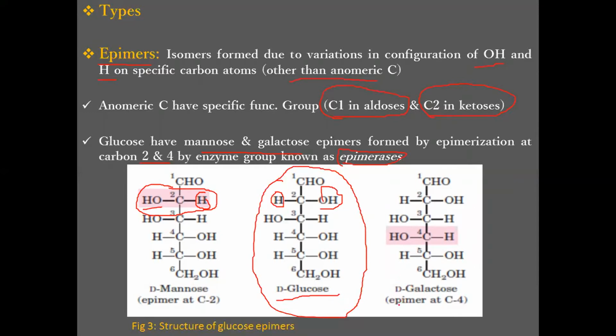Next is galactose. Galactose differs in the configuration of H and OH groups at carbon 4. You can see here in glucose, the configuration of H and OH at carbon 4: OH is at the right side and H at the left side. But galactose has the hydrogen group at the right side and the OH group at the left side. So mannose and galactose are the epimers of glucose.